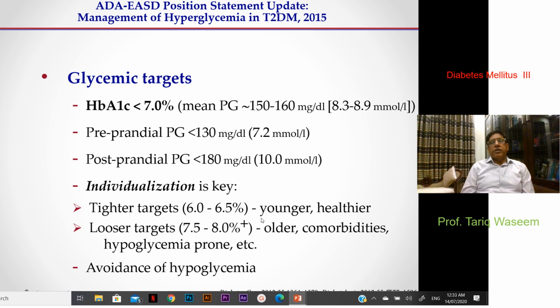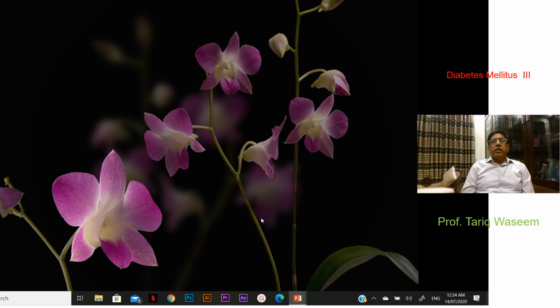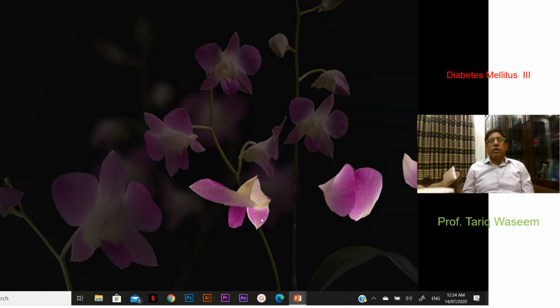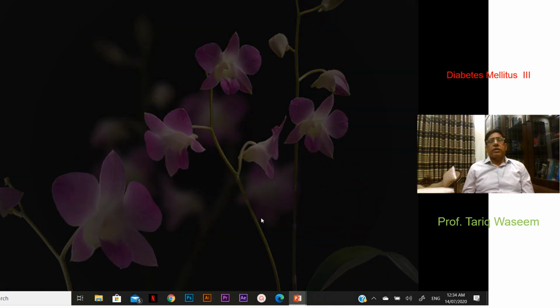But as we already mentioned in the beginning, tighter control of around 6 to 6.5 would be better for younger and healthier individuals, but a slightly looser target in the range of around 7.5 to 8 should be aimed for in elderly individuals, those with comorbidities, or who have risk of hypoglycemia. And of course, we don't want our patient to have hypoglycemia.